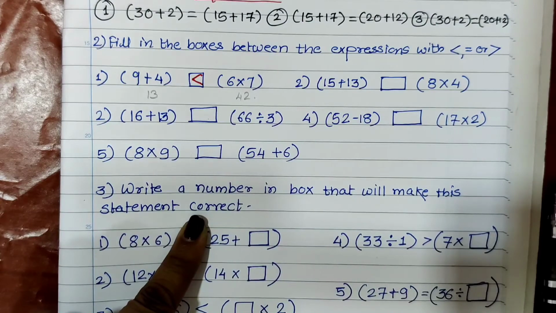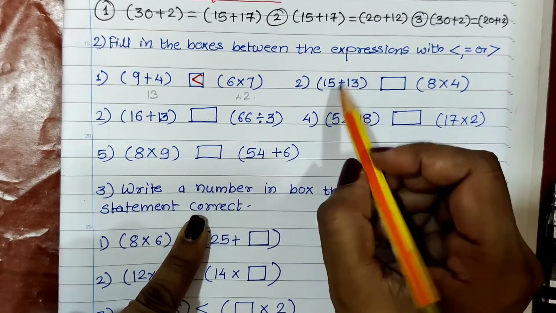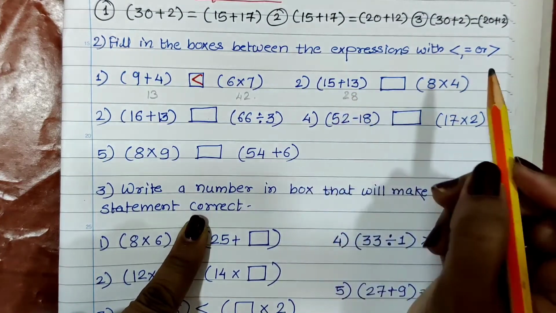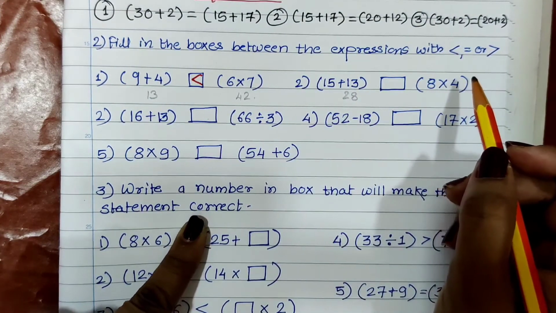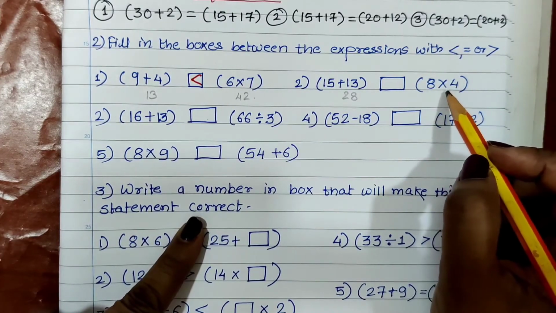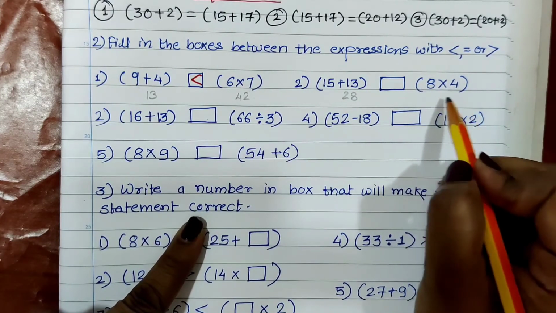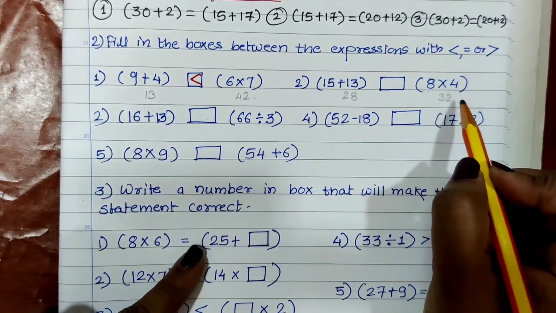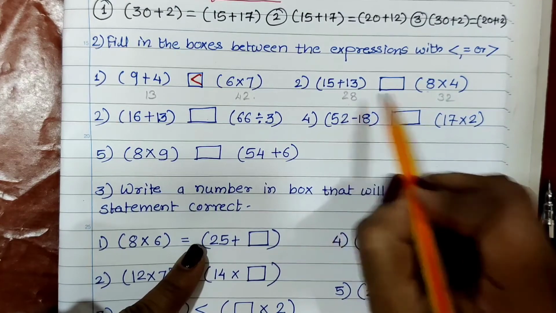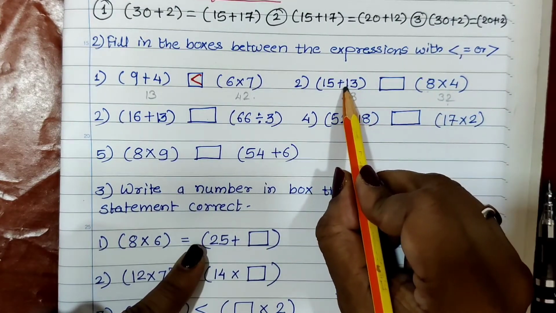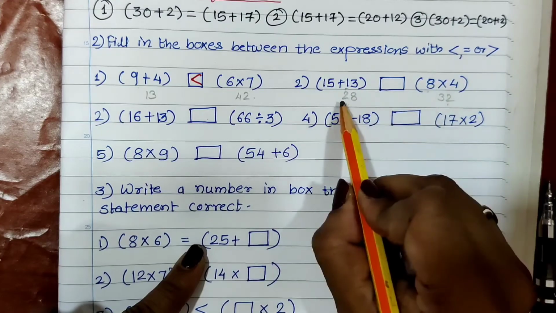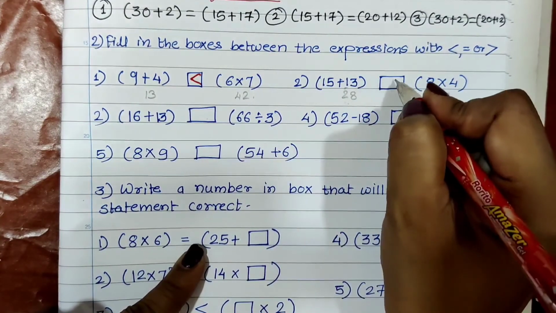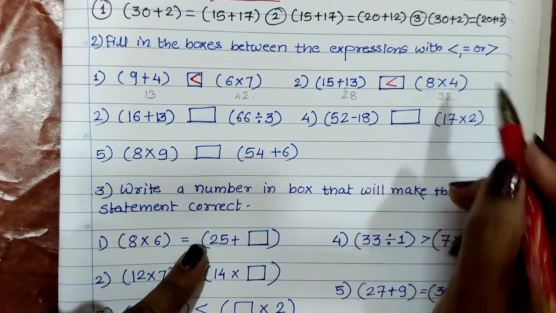Now next, second one is 15 plus 13. What is the answer? 5 plus 3 is 8, 1 plus 1 is 2, 28. And 8 into 4 is also, it is 32, correct? 8 1s are 8, 8 2s are 16, 8 3s are 24, and 8 4s are 32. So this answer is 28, this answer is 32. That means this bracket should be smaller than this bracket, as 28 is smaller than 32. So 15 plus 13 is smaller than 8 multiplied by 4.